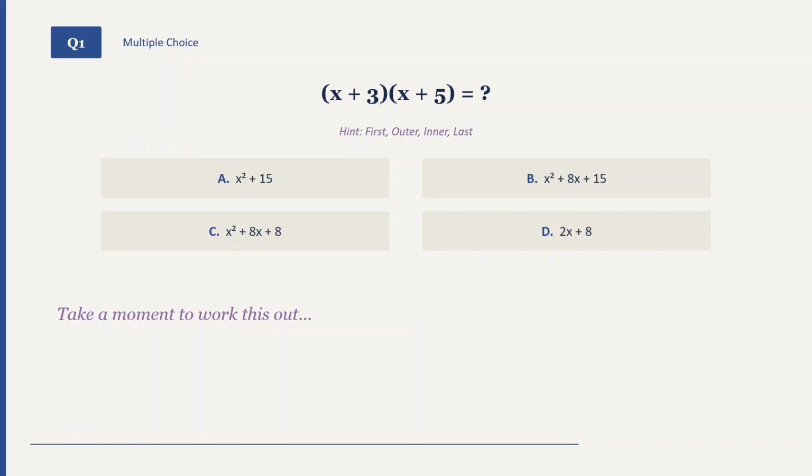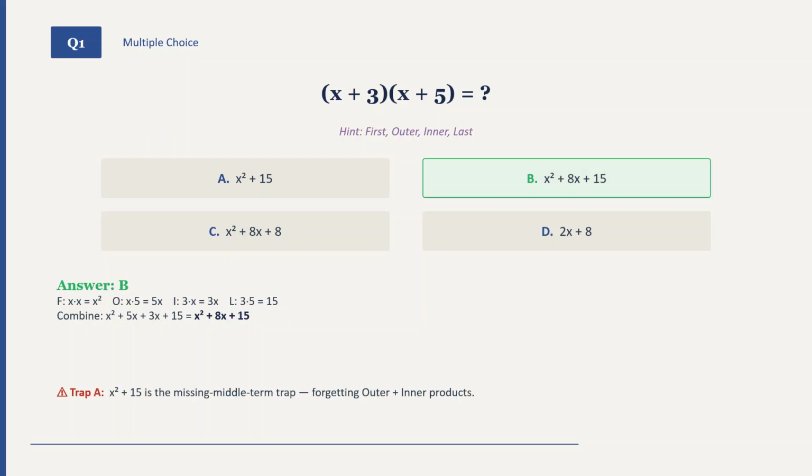Question 1. Expand the quantity x plus 3 times x plus 5. This is a basic first, outer, inner, last problem. Take a moment and work it out. The answer is B, x squared plus 8x plus 15.